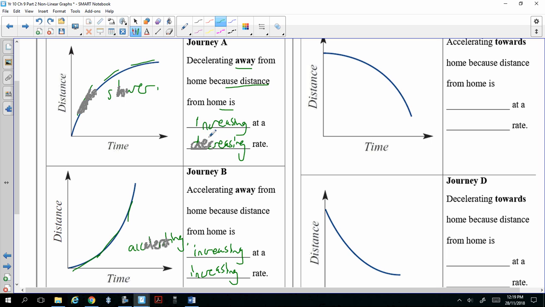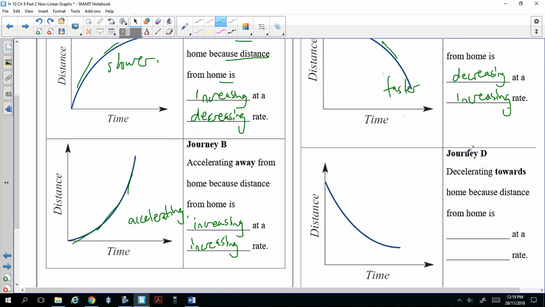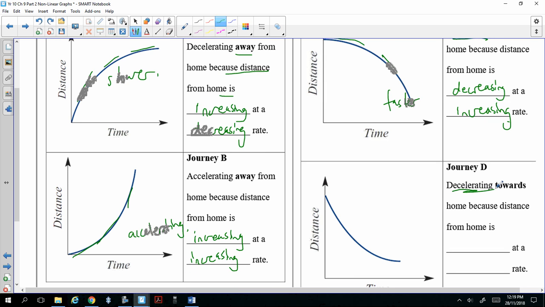All right, next one, it is going towards home, isn't it? So if it's going towards home, we say the distance from home is actually decreasing. However, as you get towards home, it's getting faster and faster, isn't it? Getting faster. So we say it is at an increasing rate. So in this case, we say it's accelerating at an increasing rate. And on the other hand, this will be decelerating because it's getting slower. So we say the distance from home is decreasing at a decreasing rate. Okay, I'll leave it up there for a minute so you can catch up.